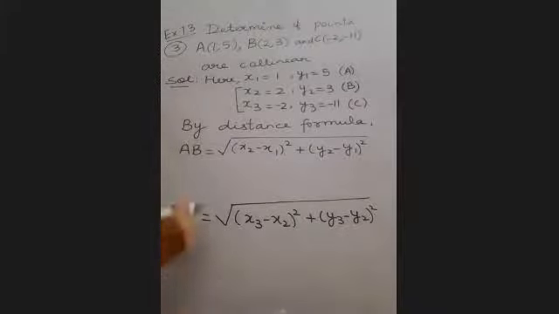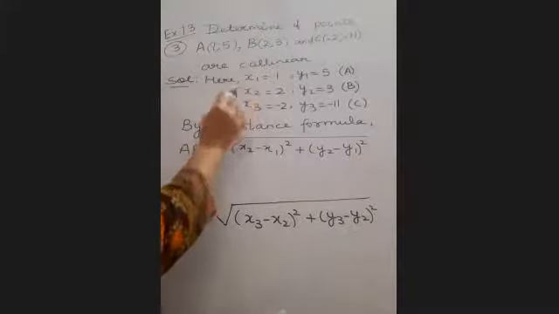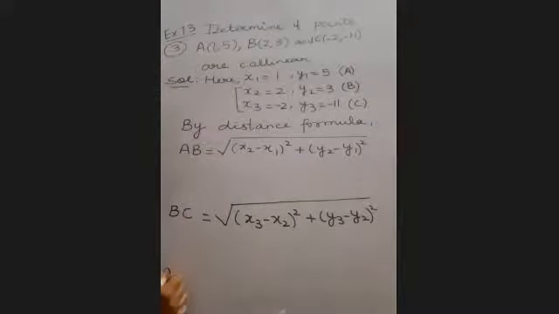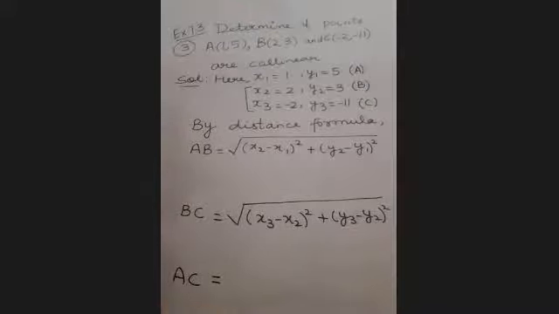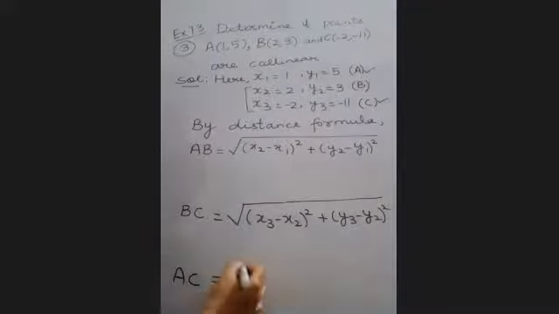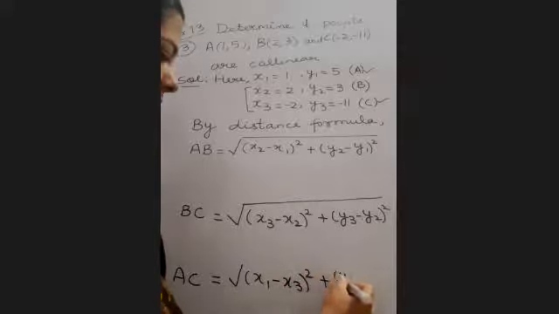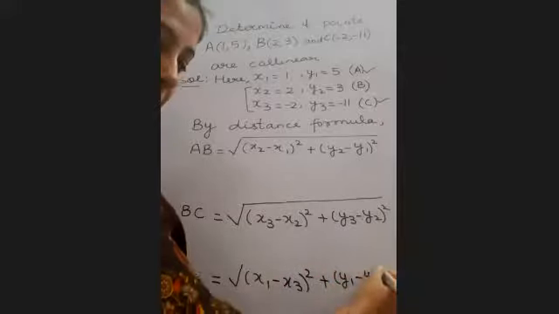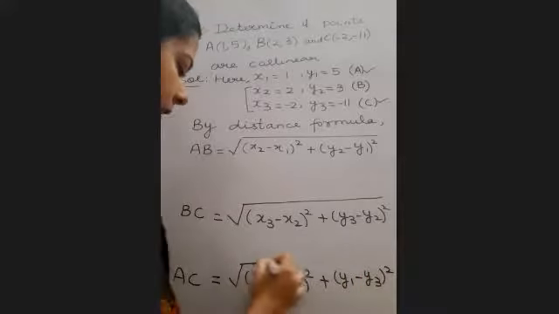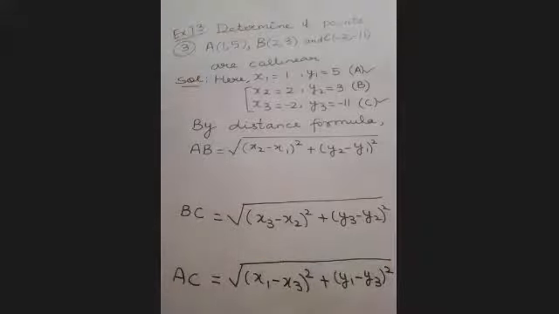And lastly, we have AB, BC, and which is the last one? AC. For AC, we take care of x3 minus x1 whole square. You don't have to get worried; you just focus on whichever distance is to be calculated. And I told you yesterday also that you can write either x1 minus x3 or x3 minus x1 squared. It will not affect the result.